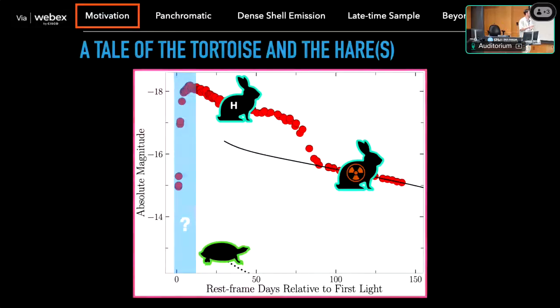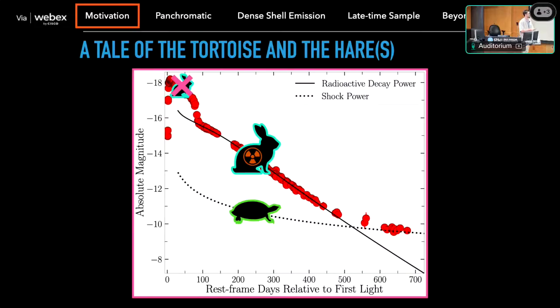So the most dominant rabbit in my race right now of the type 2 supernova light curve is this hydrogen-rich rabbit. As the shocked envelope expands, it cools down. I have this immense amount of hydrogen that's recombining. It provides an immense amount of power, but this rabbit is made of hydrogen, so eventually it will recombine and die. And so I will be left with the second rabbit, which is my radioactive decay rabbit.